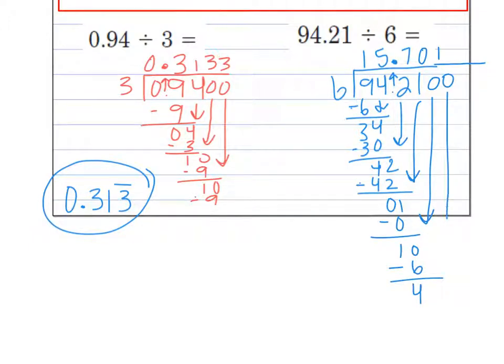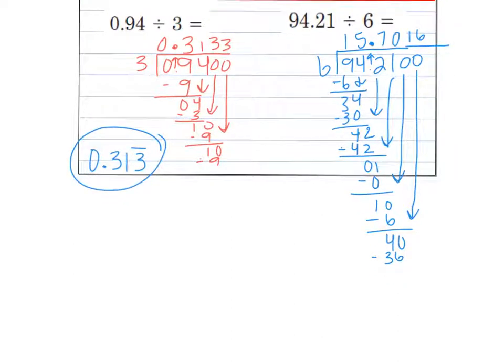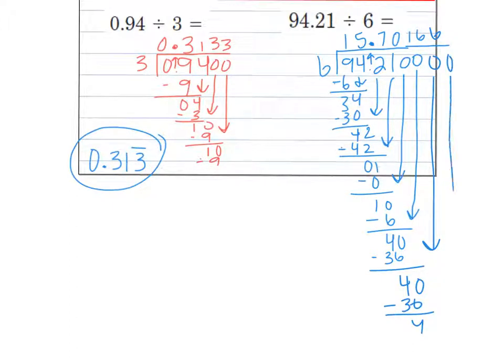Add a 0. We don't have anything repeating so far, so we got to keep going. 6 goes into 40 6 times. 6 times 6 is 36. Do your subtraction. 40 minus 36 is 4. Add a 0. 6 goes into 40 6 times. 36. 4. So now I have to the point where it's repeating. So that's going to tell me that it's just going to keep going, same thing over and over again.